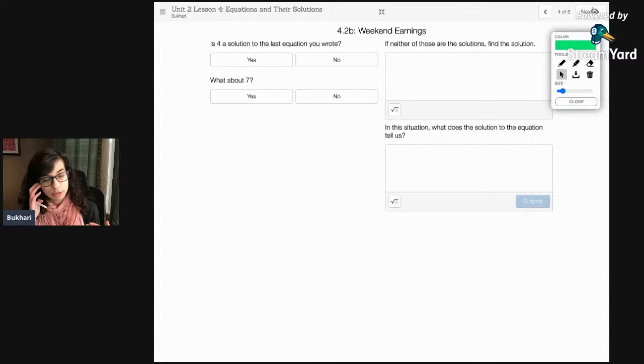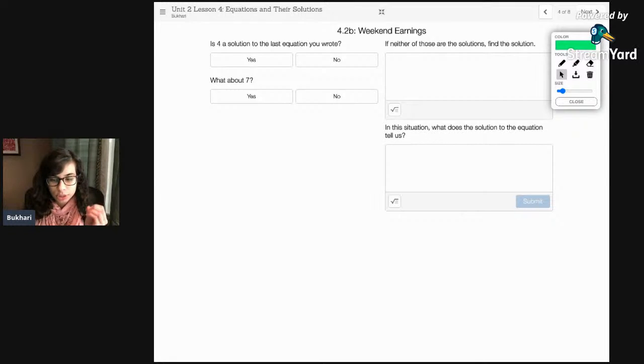Think about, okay, so if I know that 4 isn't a solution, I know that 7 isn't a solution. Let me see, is it going to be more than 7? Is it going to be less than 4? Start to brainstorm ways that you can find the solution itself.